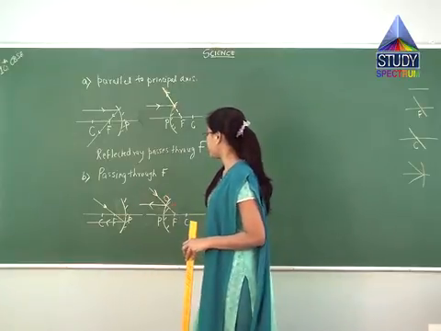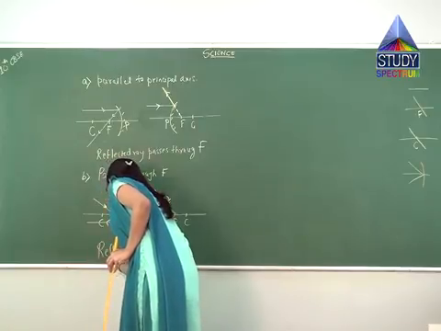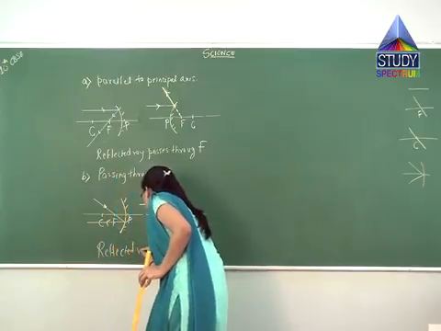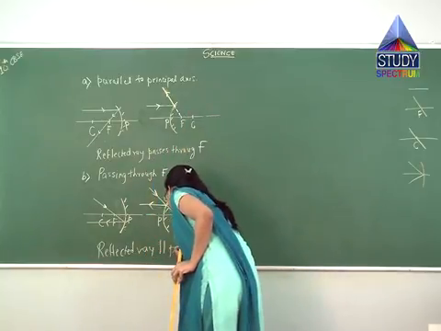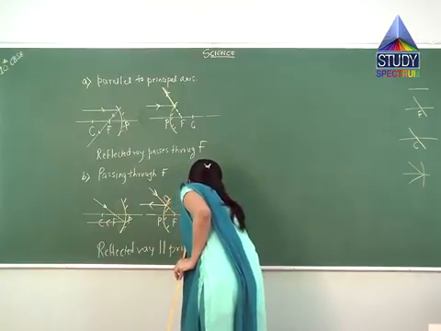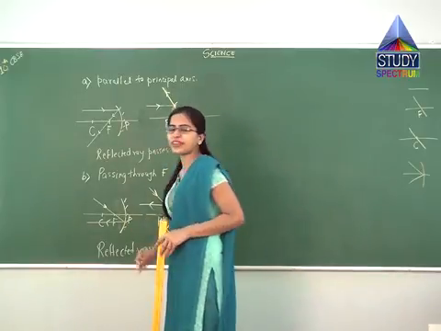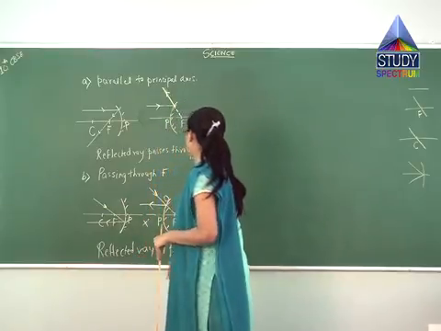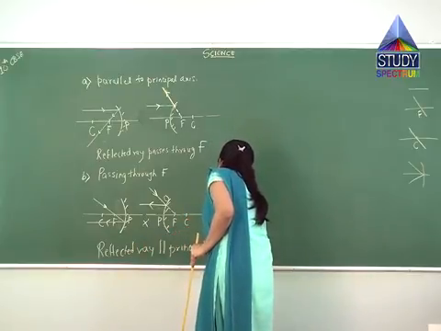So here we will write: reflected ray is parallel to the principal axis. For our convenience, we can write the principal axis as X dash here. So the reflected ray is parallel to the principal axis, which is X dash.